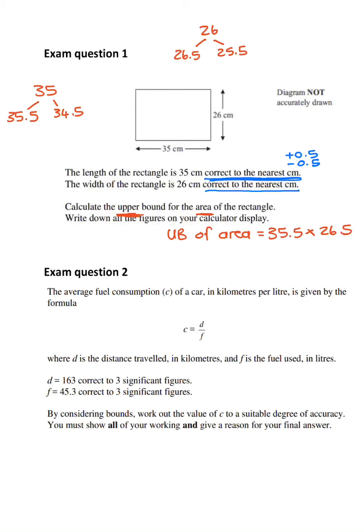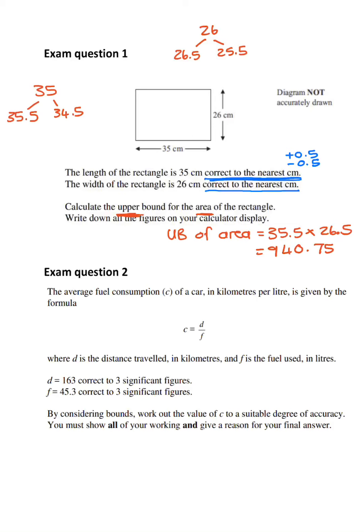And the question asks you for all the digits on the display. So 35.5 times 26.5 would give you 940.75.